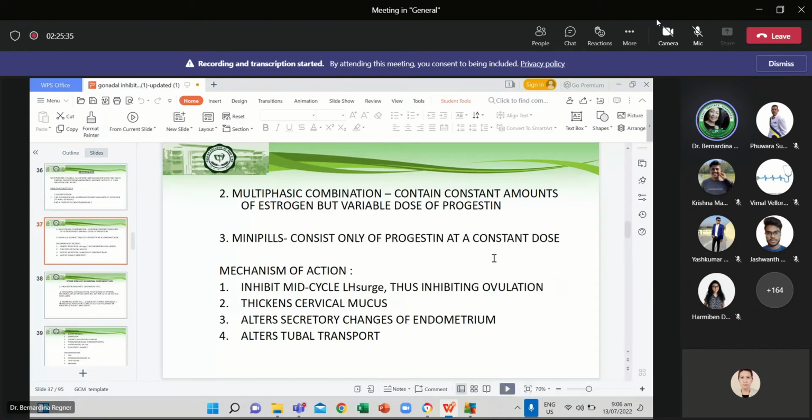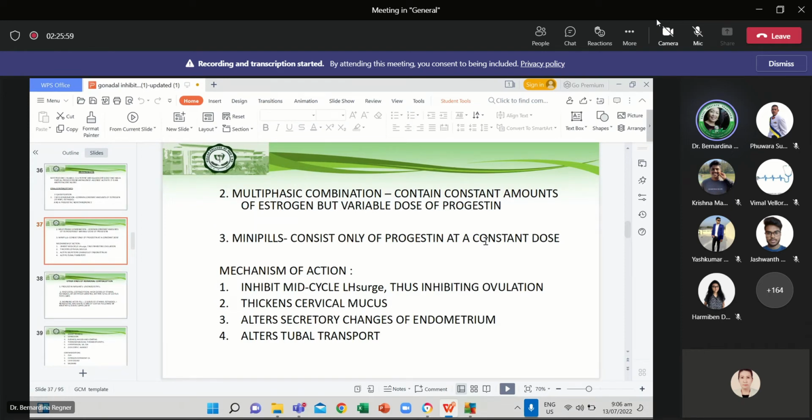So, for example, if there are some constrictions in the isthmus, the fertilized ovum from the ampulla cannot be transported into the uterus. And this will cause what? Tubal pregnancy. Okay, so that's the mechanism of how tubal pregnancy will occur.